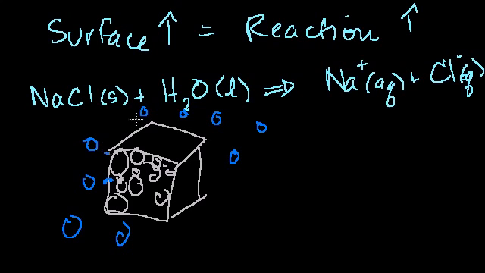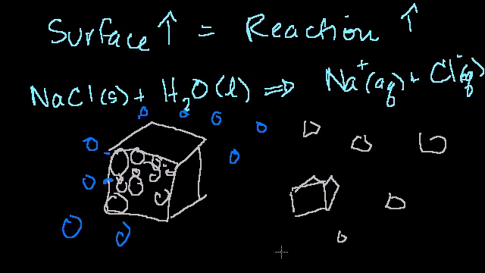slowly making polar bonds. These are the polar dipole bonds with the different sodium or chloride ions. But if you were to break this up into smaller cubes, or really crush it into really small pieces, then all of a sudden the surface area that the water molecules can interact with is larger. It can interact with more of the sodium chloride, so the reaction will happen faster. So if you increase the surface area of interaction, you'll also increase the reaction rate.